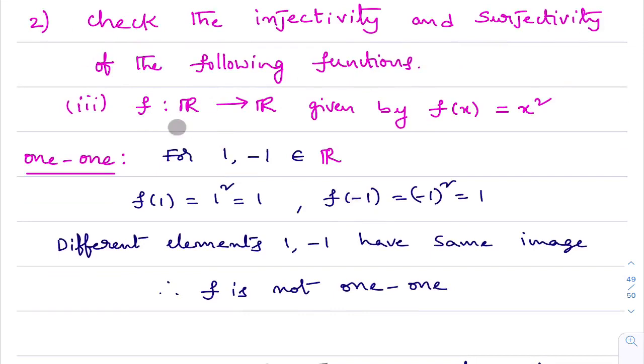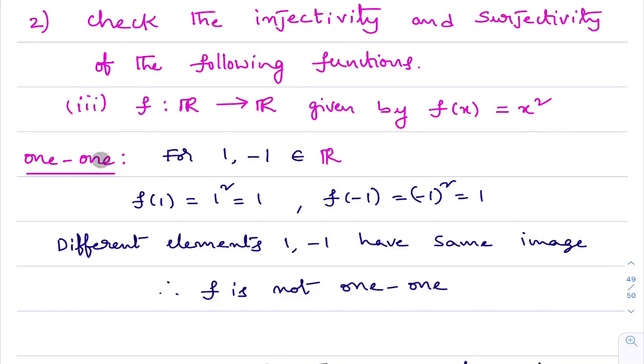Here the function is defined from real numbers to real numbers, given by f of x equal to x square. The first, second, and third parts are the best examples to understand one-one and onto functions, because the first is from natural numbers to natural numbers, the second is integers to integers, and the third is real numbers to real numbers. Function is f of x equal to x square, right? So first, as f of x equal to x square, I need to check the injectivity.